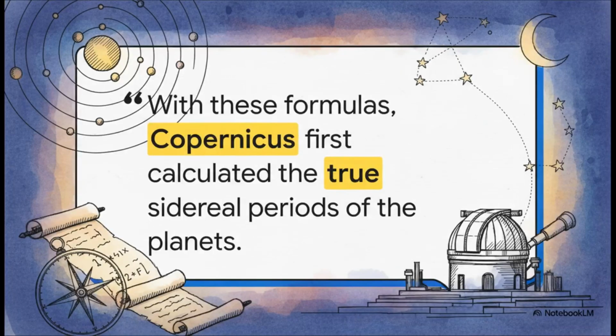And I really can't overstate the historical importance of this. This is so much more than a mathematical exercise. It was with this exact logic, these very formulas, that Copernicus was able to calculate the sidereal periods of the planets. This provided for the first time a consistent, mathematically sound framework for the heliocentric model. And it fundamentally transformed astronomy into a predictive, quantitative science.